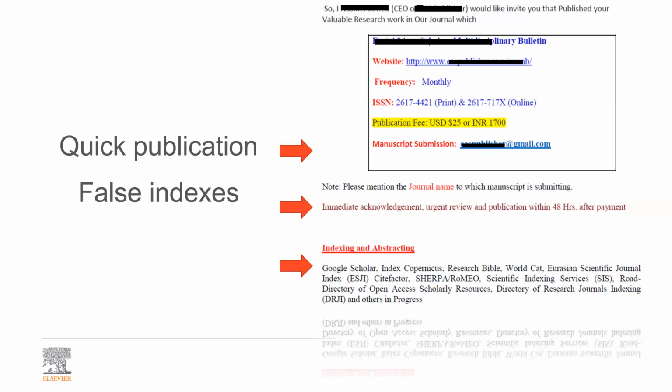So in this journal, they're also mentioning indexes and abstracting services. Google Scholar, for example, is not an index, it's a search engine of academic literature. But that's not so bad. Some of the others that are mentioned here just don't even exist, or they are not legitimate indexing services.